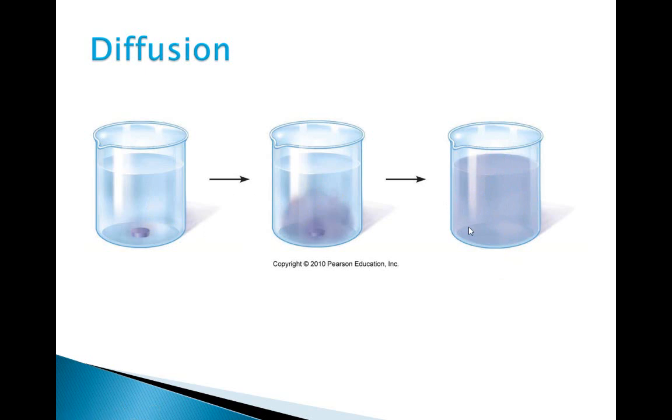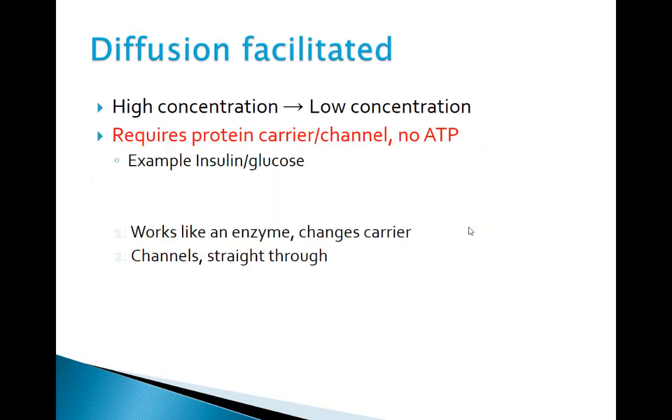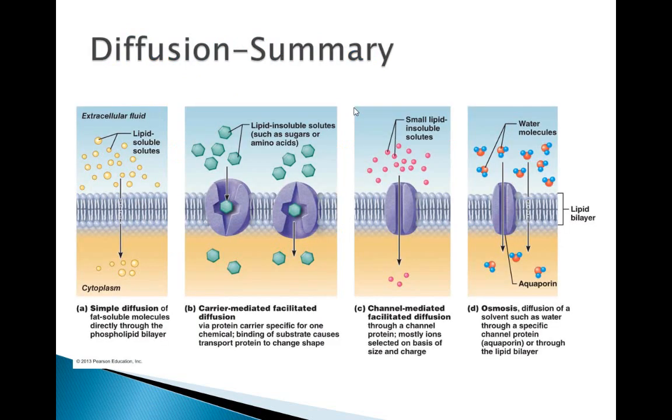Now, simple diffusion in a cell moves directly through the plasma membrane, whereas facilitated diffusion requires a protein carrier channel. And it's still passive, though. It doesn't require ATP. It does go from a high concentration to a low, as before, okay, but it has to use a carrier. So let's take a look at this right here. This is simple diffusion. So here's all of our substances out here. Here's a little bit down in here. They move from high to low directly through the plasma membrane.